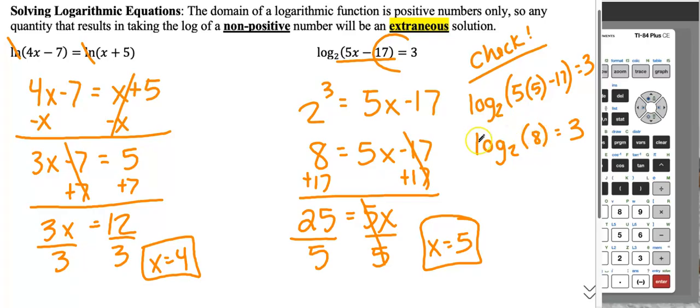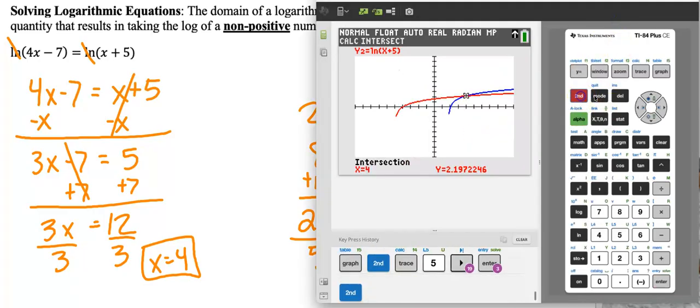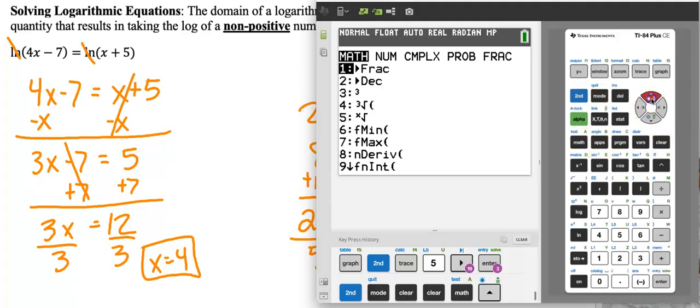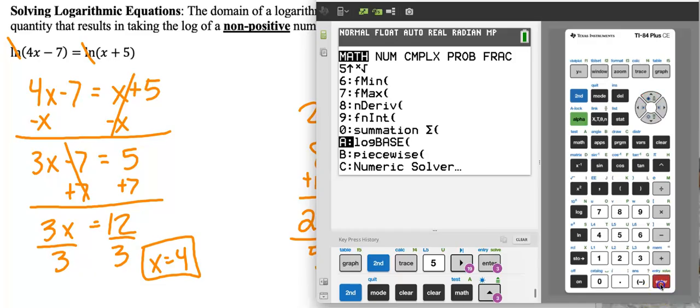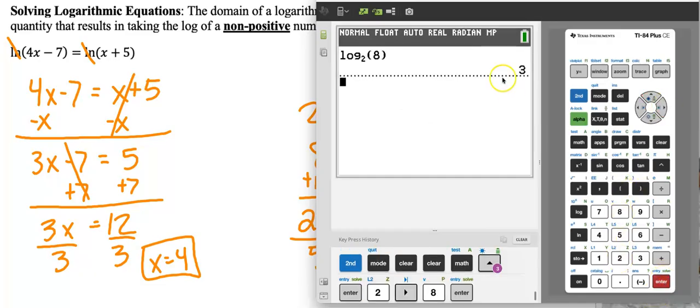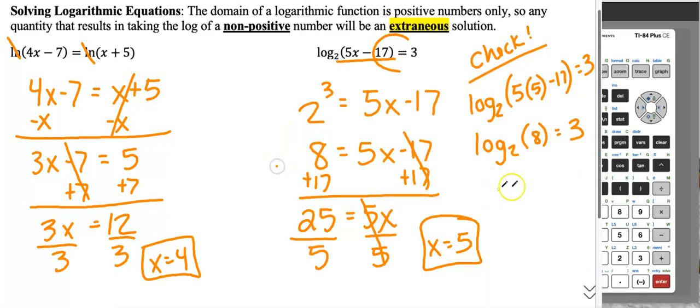If you wanted to, you could type log base 2 of 8 in the calculator. We'll brush up on our calc skills. Again, that is under the math button. So log base 2 of 8 is 3, so I know my answer is correct. Also, if you wanted to do some log math, we know that 2 to the third is 8, so it checks out. So there are lots of ways to check your answer.